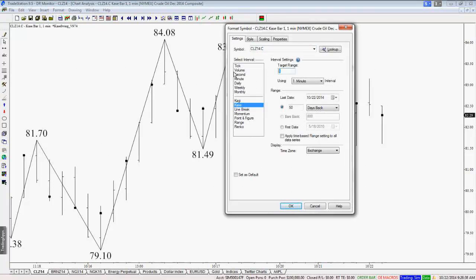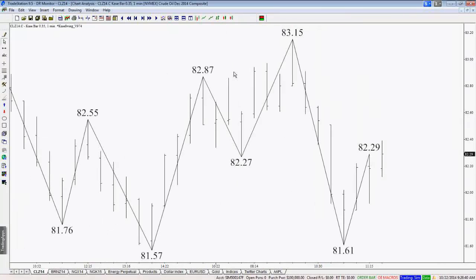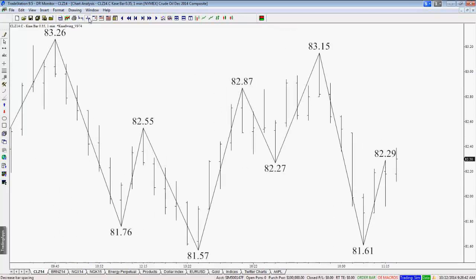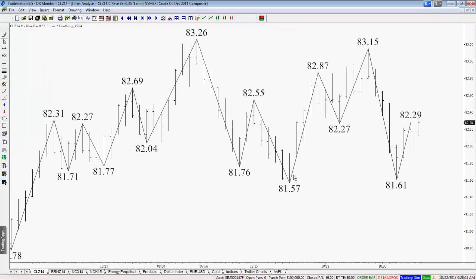I can go down to like a 35 cent. And then I can start to look at, okay, what are the waves down from 83.26? Well, we really only have those 2 waves, and so on and so forth. Same thing goes with the moves up, with the waves up.